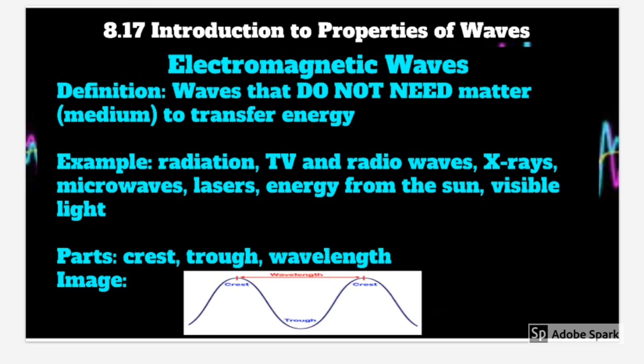Electromagnetic waves are waves that do not need matter to transfer energy. Examples of electromagnetic waves are radiation, TV and radio waves, X-rays, microwaves, lasers, energy from the sun, and visible light. Electromagnetic waves travel as transverse waves, meaning that they have crests and troughs.